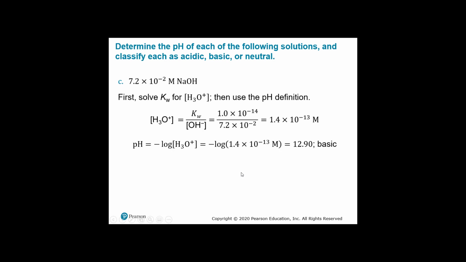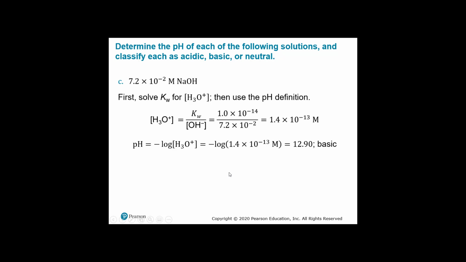Okay, now this one's longer because we're dealing with the base. We're dealing with hydroxide concentration, not hydronium concentration. So in order to do a pH, we need to find out the hydronium concentration. So in this case, we first need to use the Kw to determine the hydronium concentration. So this is 2 steps. Once we get that, we can plug that in, and then we can determine the pH. And the pH is 12.90. This is 2 sig figs after the decimal point.